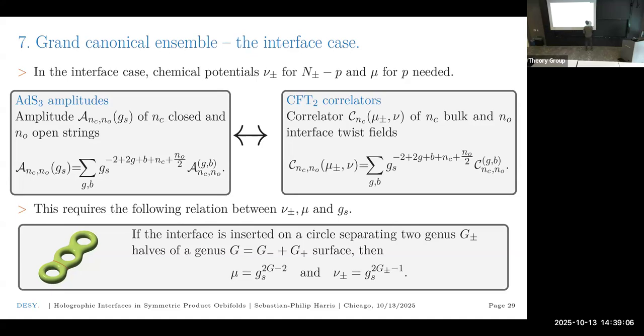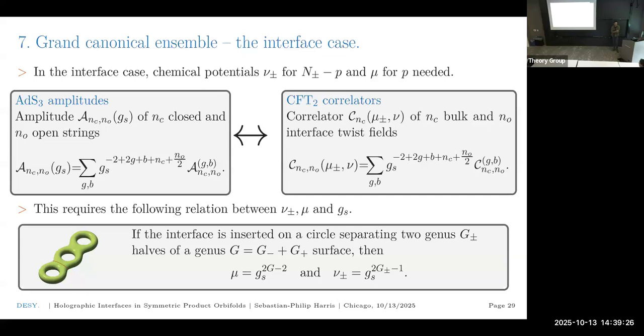And here on this side, again, G and B are the genus and boundaries of the covering spaces, and C is the number of bulk fields that create these ramification points in the interior, and NO is the number of fields that create these boundary ramification points.